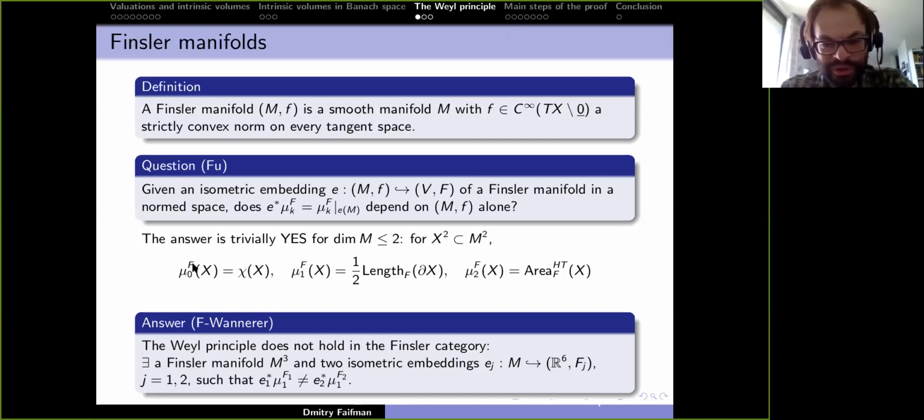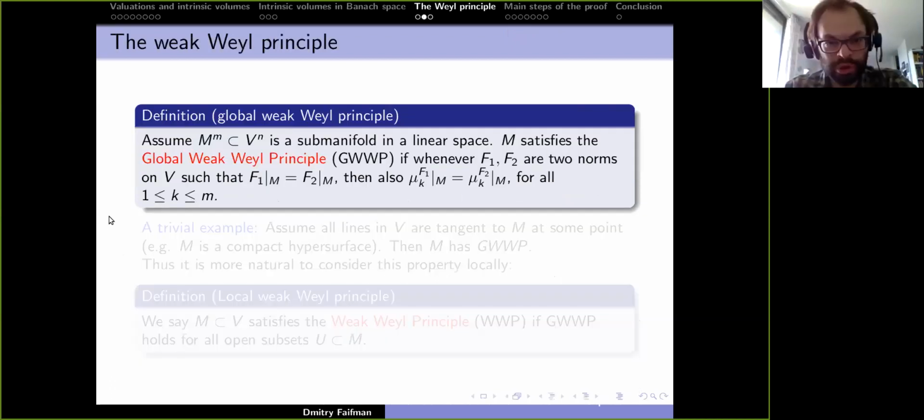Well, yes and no. We still discovered that in some weak form, the Weyl principle does hold, and that's what I'm going to talk about now. So let me introduce the weak Weyl principle. First, a global version of it.